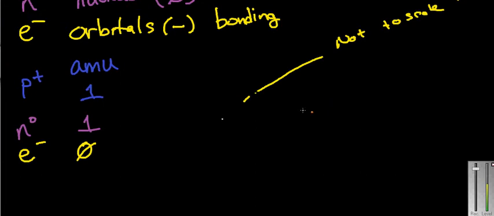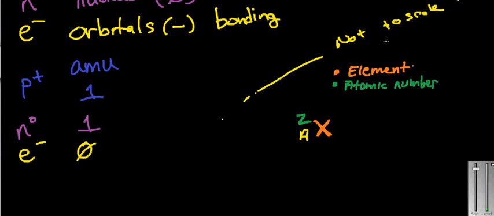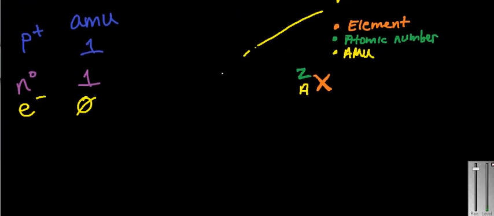We know that if we had an element, we'll call it X, that the element X has an atomic mass of A for atomic mass, and it has a number Z. This is how we can identify an element. So remember that X represents the element, Z represents the atomic number, and A represents the atomic mass. Okay, so if we know some of this information, we can figure out the rest.